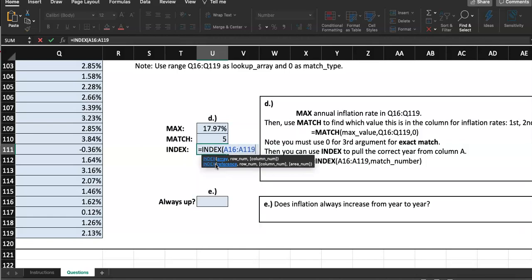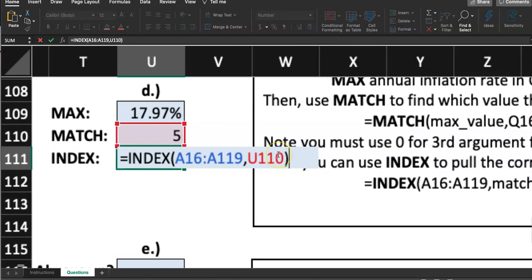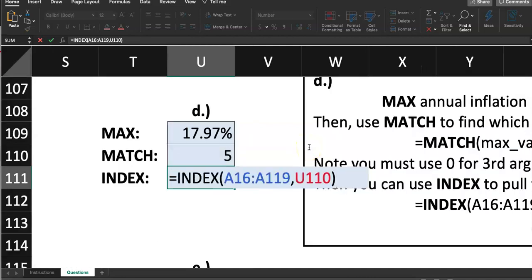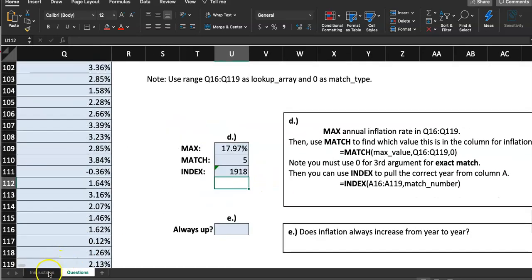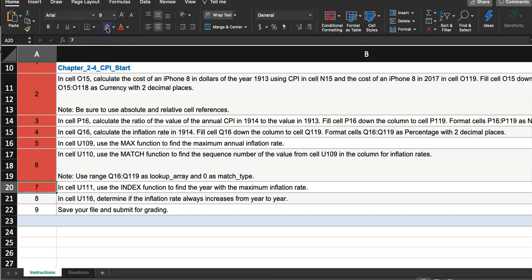A16 to A119. And think about what these are. That range is where the years are saved, year 1913 all the way down to 2017. So we're using the years as the reference range, comma, and they set the match number. The match number was 5, right? Then I close the parenthesis and hit enter. Look at my formula, or stop the video and make sure you type the exact same thing. I hit enter: 1918, and that is the year where we had the highest inflation rate. So we answered this well. Now go back to number 7, and I mark 7 as complete.